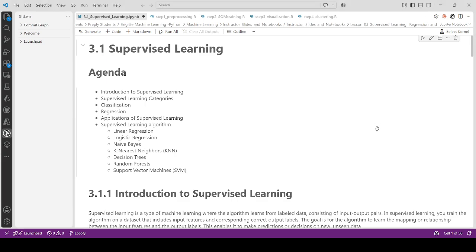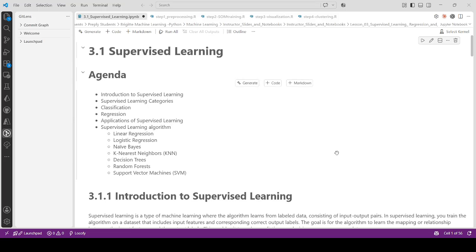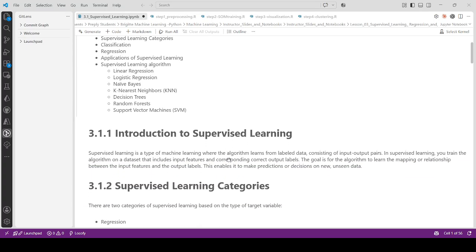Hello. In this video, we will talk about supervised learning. Basically, when we have machine learning algorithms, there are two types, supervised and unsupervised learning. So, first of all, we see what is supervised learning. It is a type of machine learning where the algorithm learns from labeled data consisting of input-output pairs.